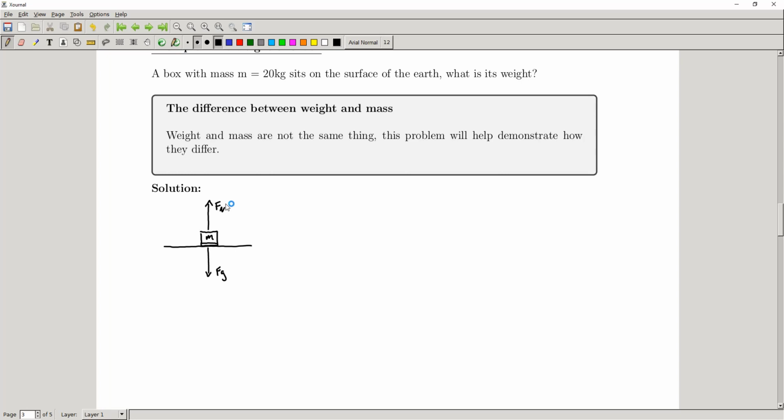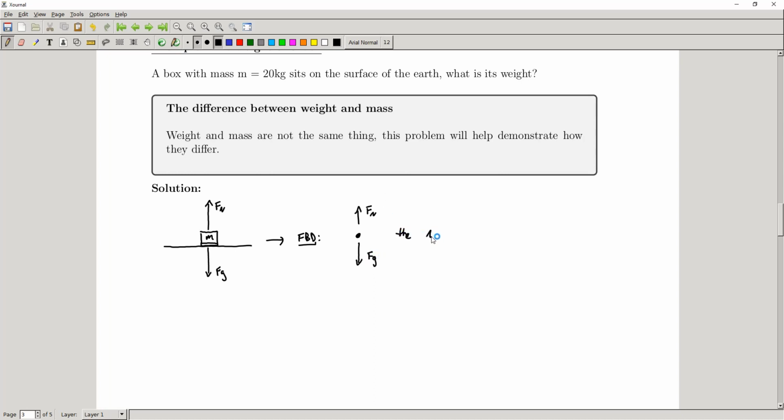And so we could then turn this into a free body diagram, and what we would find is that this is our box. We have the normal force pushing upward, and our force of gravity in a downward direction here.